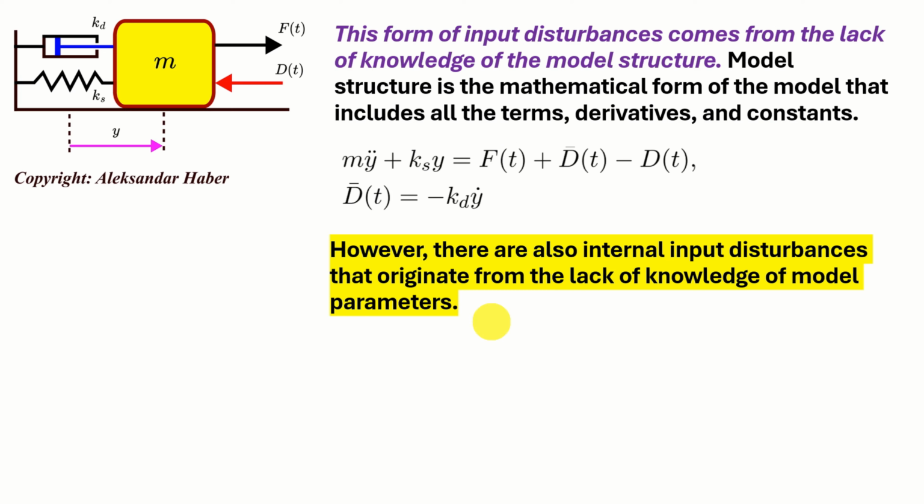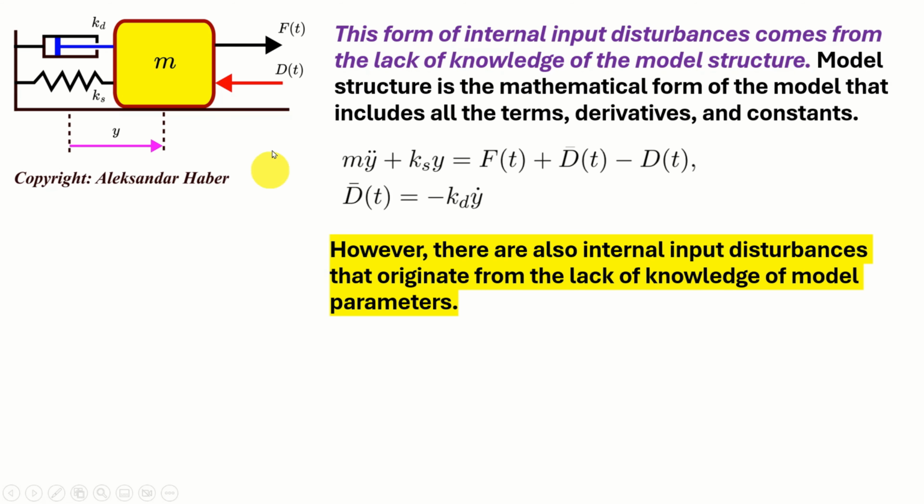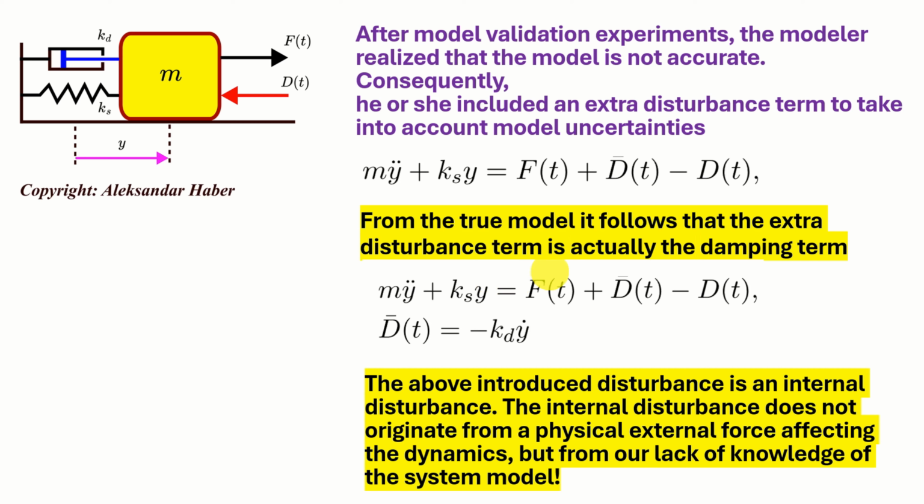And it's always advisable whenever you model a system to include this extra disturbance term. Maybe this extra disturbance term is a colored process. That is, maybe it has some correlation function, and you can exploit this correlation function to improve your model later on. This particular form of internal input disturbances comes from the lack of knowledge of the model structure. The model structure is the mathematical form of the model that includes all the terms, derivatives, and constants. And let's go back to our example. Over here, we don't know the model structure. This is because we have omitted the damping term.